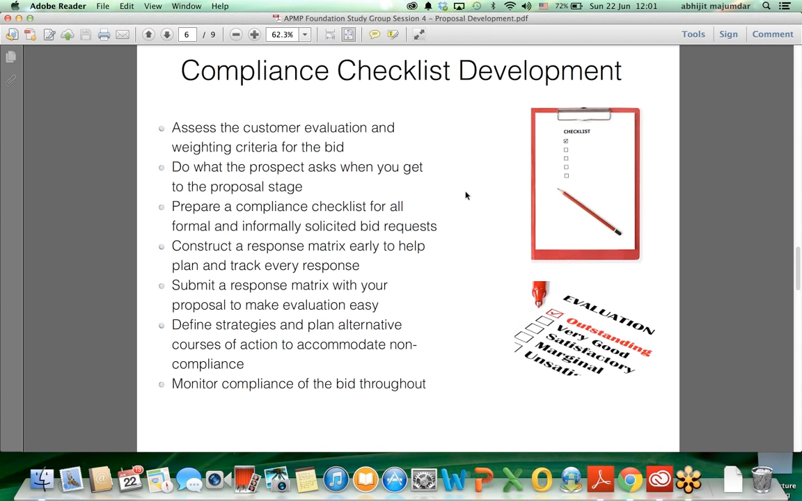Second thing in the compliance checklist is that you should not do anything which is going to be absolutely new or absolutely different from what the customer is asking for. So if you are at the proposal stage, then respond exactly the way you position your solution, the way you expect the customer to want it, rather than giving him a new solution or a new thought itself.